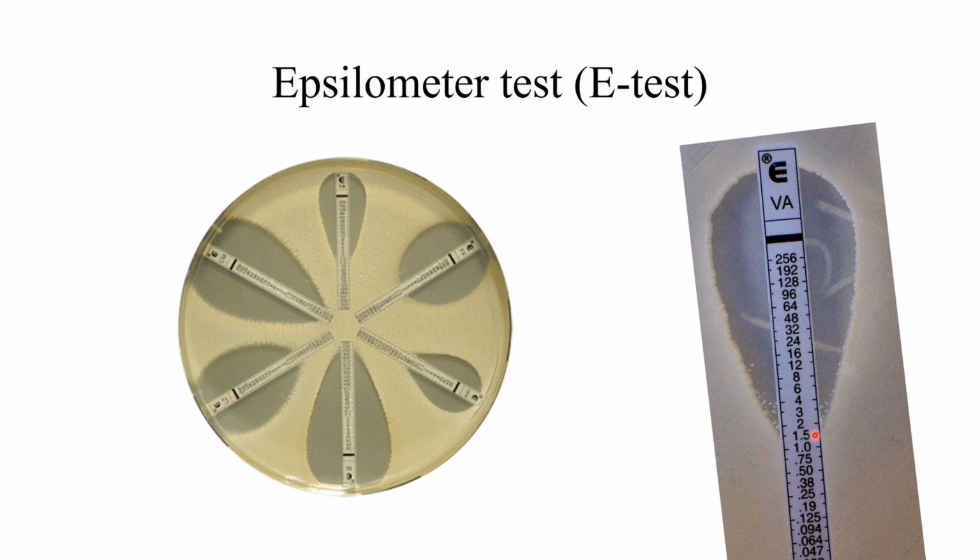The antibiotic concentration gradient is increasing from one side to another. So by applying this epsilometer antibiotic strip onto the Mueller-Hinton agar, we can observe and predict the MIC of the antibiotic towards the particular organism.